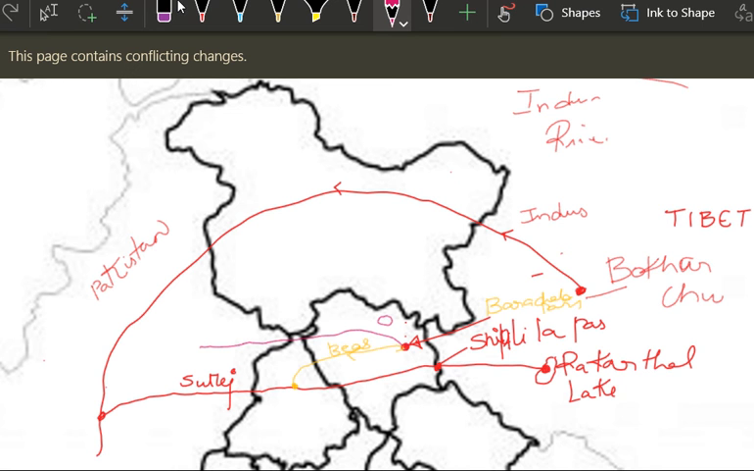Here there is another pass. What did I say? Sorry, guys. This is Baralacha and this is Rohtang. I'm extremely sorry. Let me give you a clarification. This is Rohtang. Recently, the Atal Tunnel was constructed here only, the longest tunnel, I think. This is Baralacha Pass.